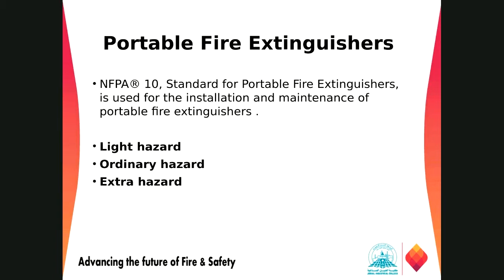Next we have ordinary hazard, where class A and class B fuels are present in more quantity than in light hazards. Examples are stores, light manufacturing plants, parking garages, and so on. And next, the extra hazard, where class B combustibles are in greater quantity. Those areas include painting, dipping, spray painting and coating areas, mostly where flammable and combustible atmospheres are always present.